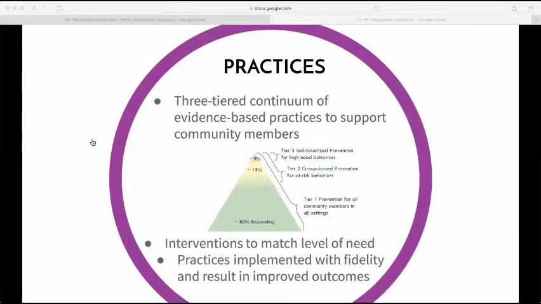Restorative practices across the continuum, affective statements, affective questions, small impromptu conversations, circles, and conferences are used to support community members. Practices along the continuum are used as interventions aligned with the level and need. Practices must be implemented with fidelity, and the results must be measured to ensure improved outcomes.